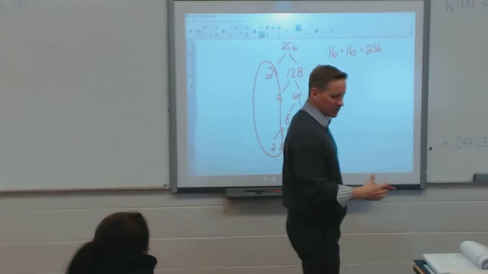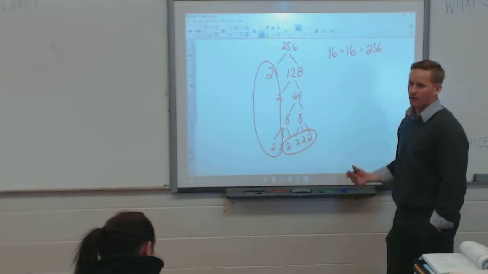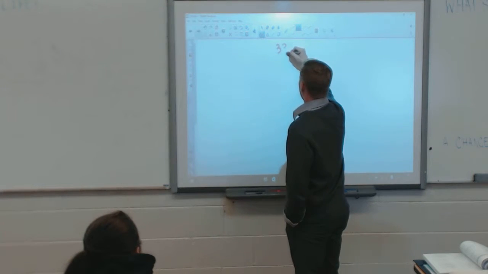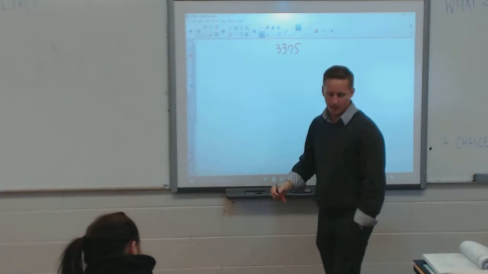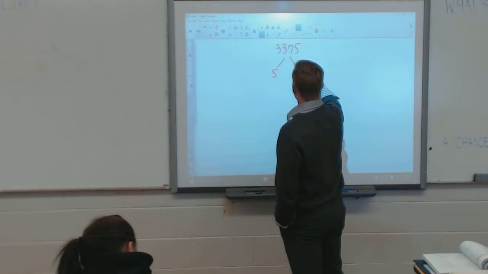Okay, it's not an ideal situation for this. I'm not a huge fan of it, but it works. Okay, so let's try another one. Let's try doing this next one. 3,375. Well, what's the first number you can tell that goes into it? 5 goes into it. All right, now we got some serious math happening here.